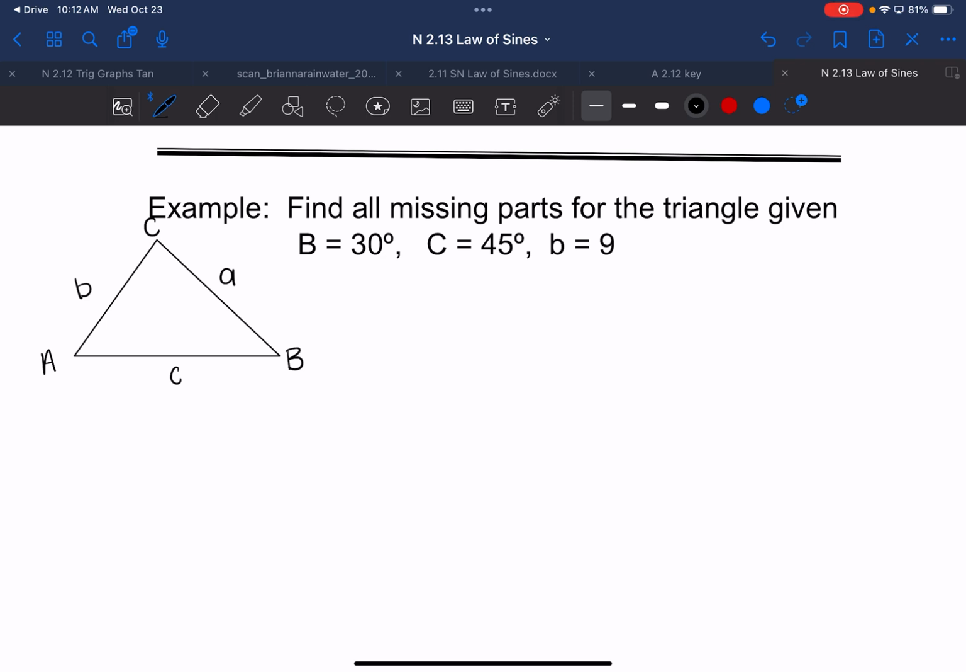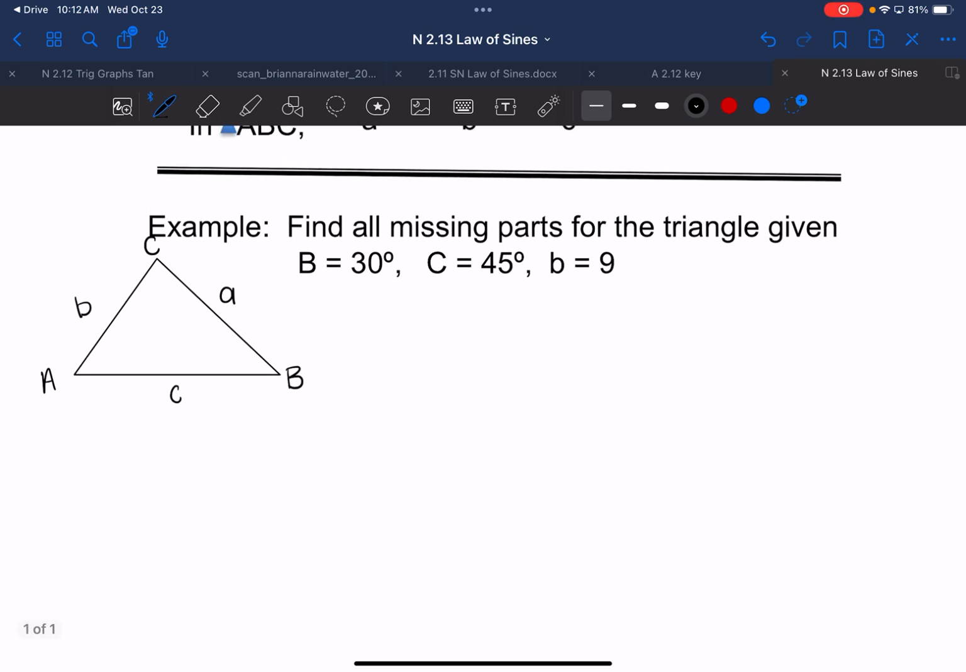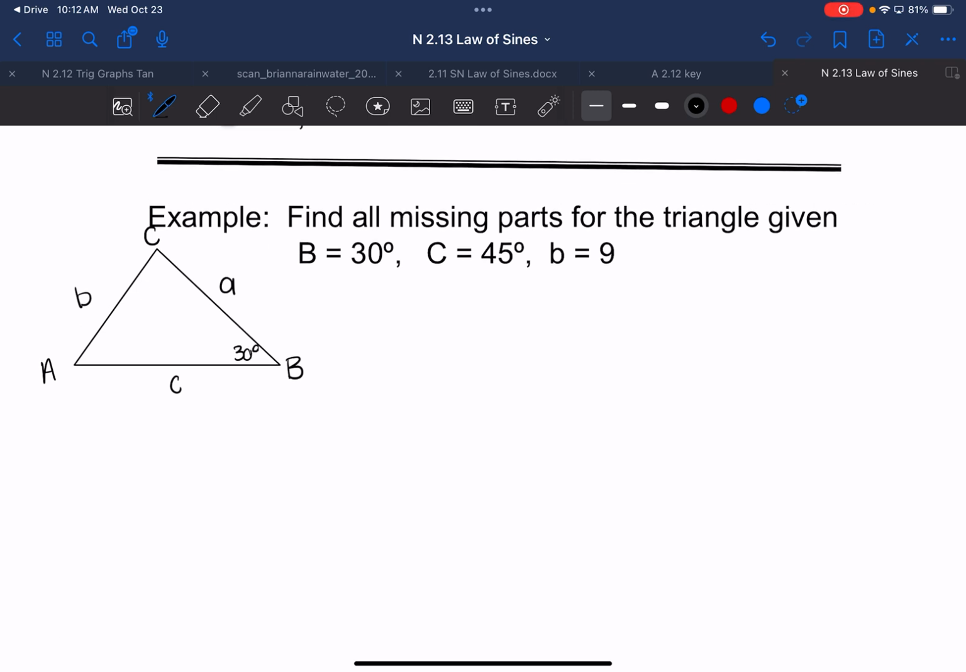All right? Okay, so now I'm going to go in and label what we were given. So they told us angle B is 30 degrees. So I'm going to put that in my triangle. They told me angle C is 45 degrees. And then they said side B is 9. So this side over here where we put B is 9.